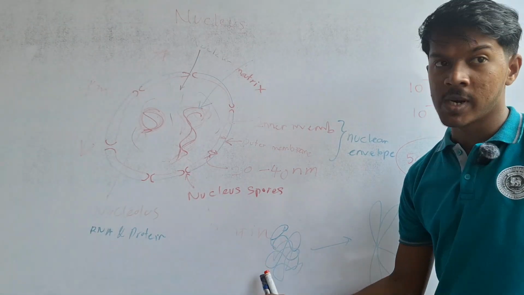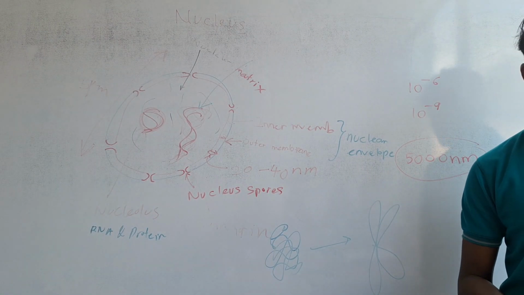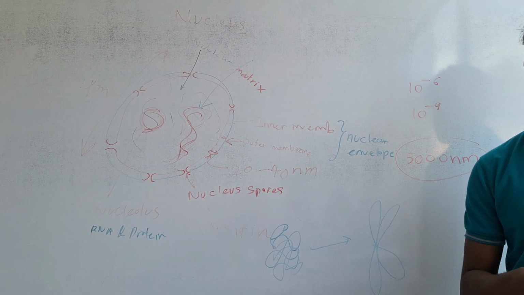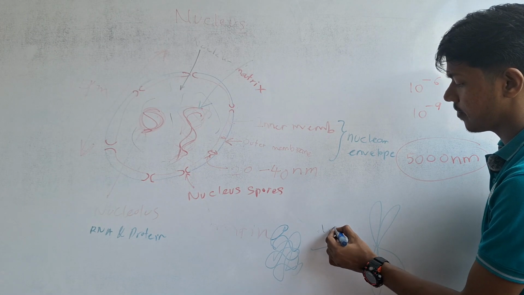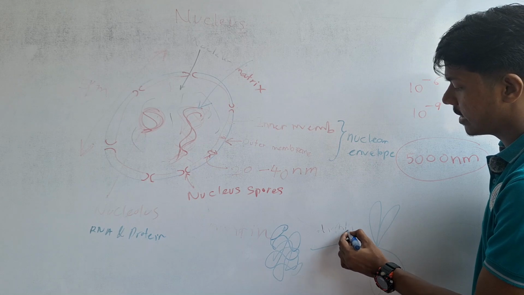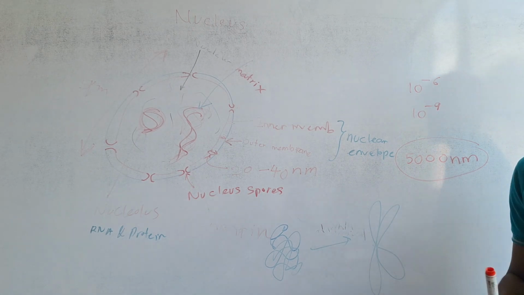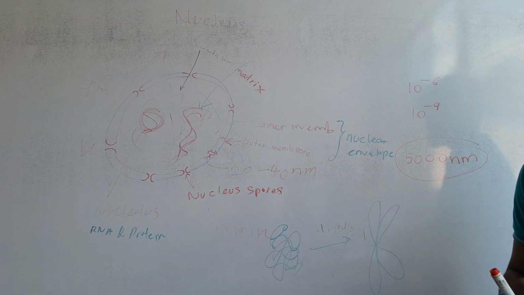How to convert chromatin into chromosomes? Tightly coil. First point: tightly coil. Forms thread.